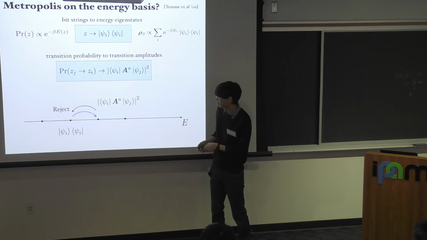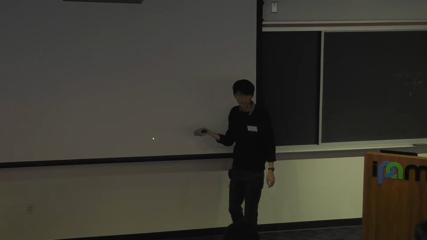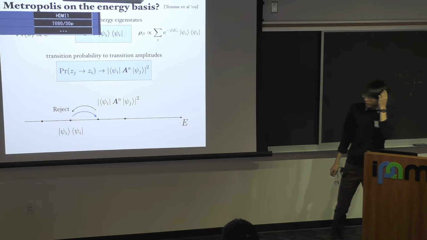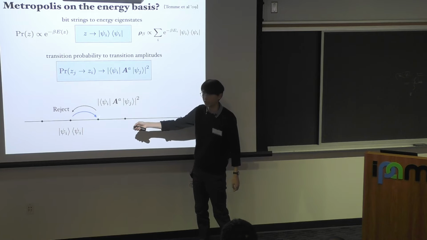Right? So you can ask yourself, how would you actually implement this object? If you want to do a random walk on an energy eigenstate, how would you do it? Suppose you start with the state here, and then you apply some operator, and then you measure it. And then it collapses here. How would you go back?